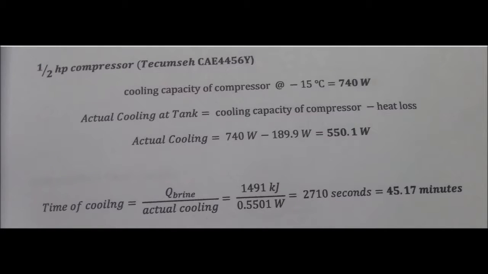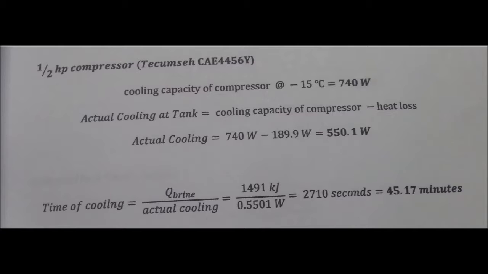0.41279 kilowatts. Selecting a compressor with a higher cooling capacity is appropriate to compensate for losses due to insulation and so on: a 1/2 horsepower compressor. Cooling capacity of the compressor at negative 15 degrees Celsius is equal to 740 watts. Actual cooling is equal to cooling capacity of the compressor minus heat loss. Actual cooling is equal to 740 watts minus 189.9 watts, which is equal to 550.1 watts.